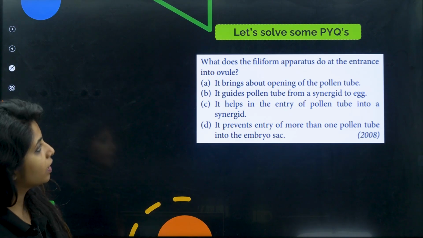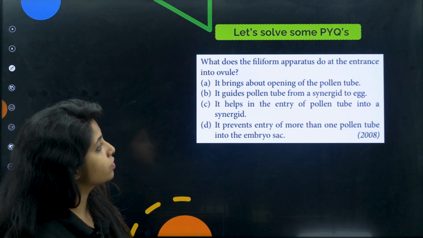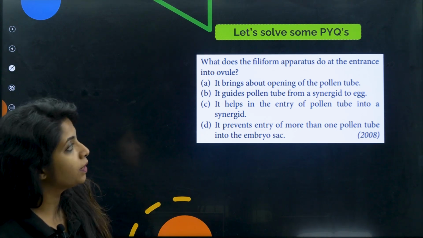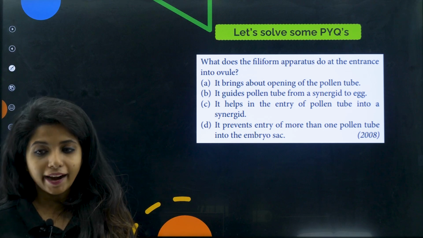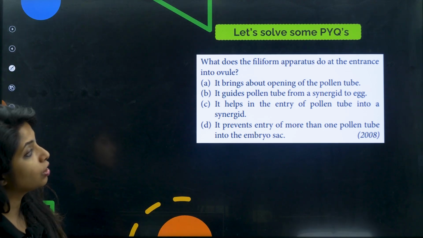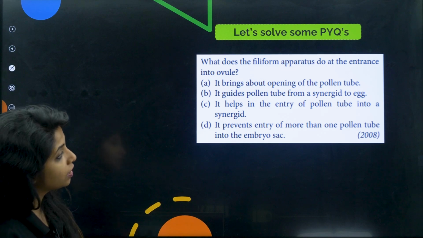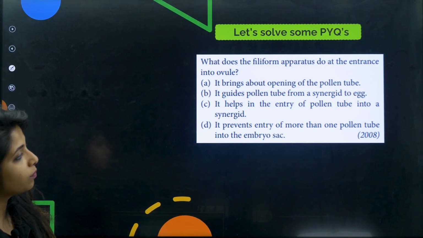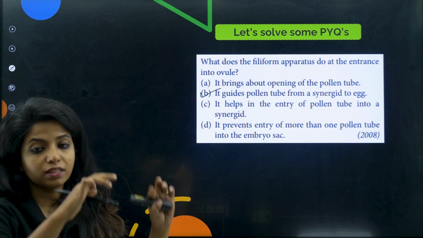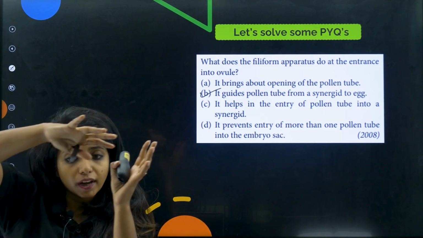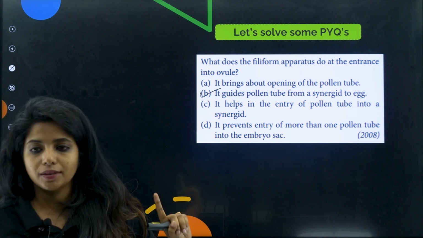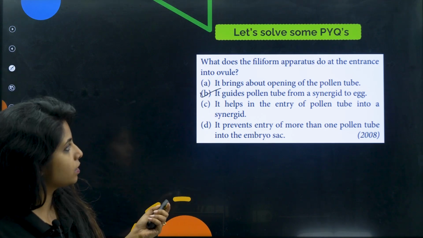Okay. Going ahead. What does the filiform apparatus do at the entrance in an ovule? It brings about opening of the pollen tube. It guides pollen tube from synergid to egg. It helps in the entry of pollen tube into the synergid. It prevents entry of more than 1 pollen tube into the embryo sac. It guides the pollen tube from a synergid to the egg. I told you, you have to direct it to the female gamete, that is the egg. So this is the correct answer. It came in the year 2008.